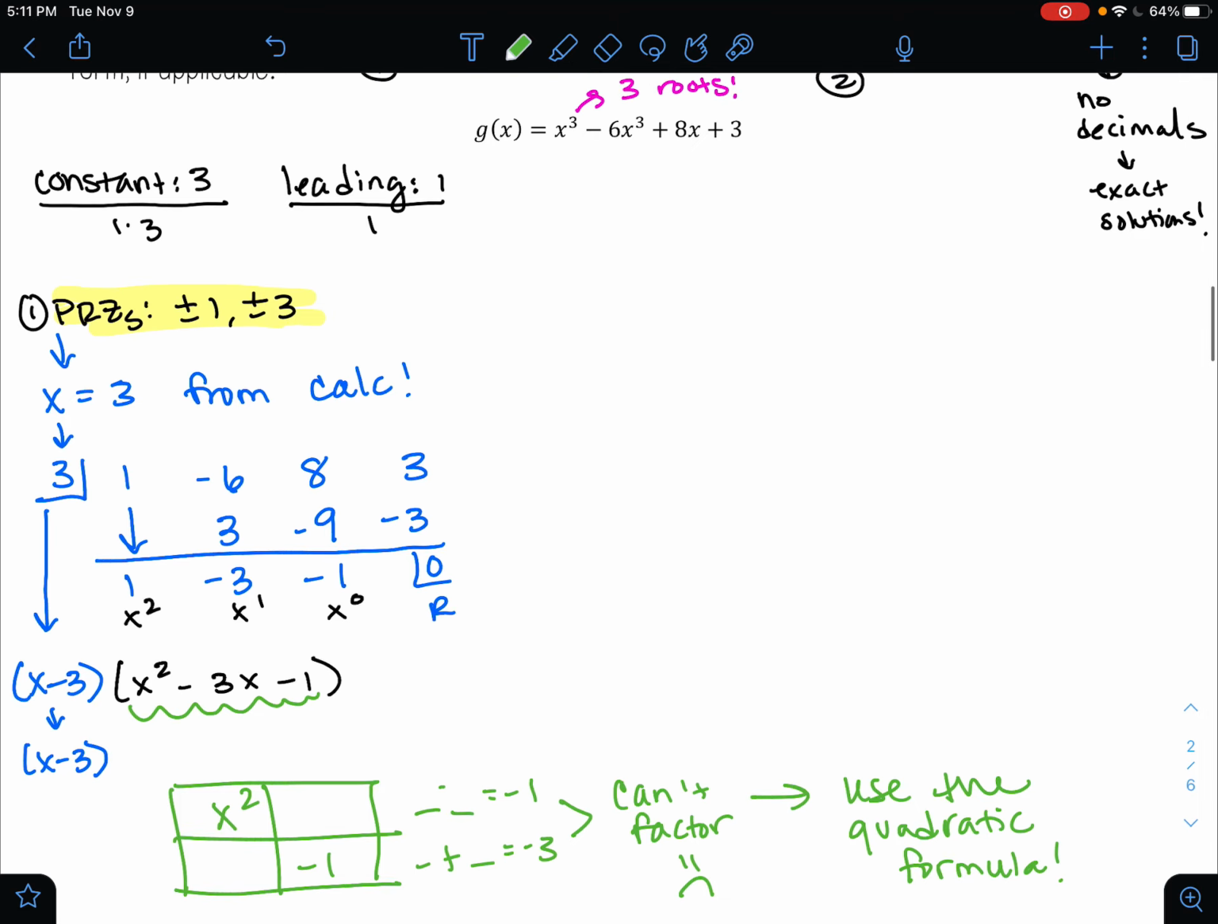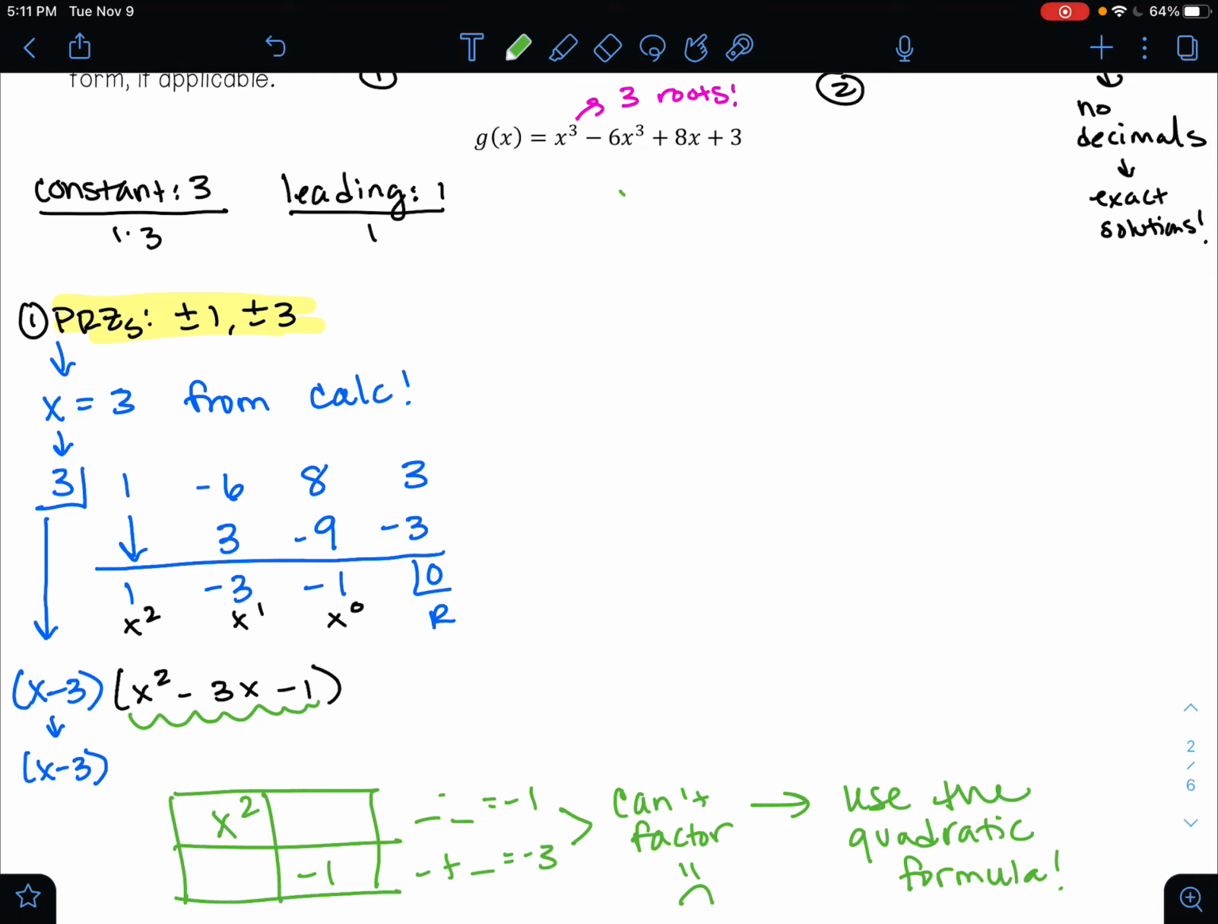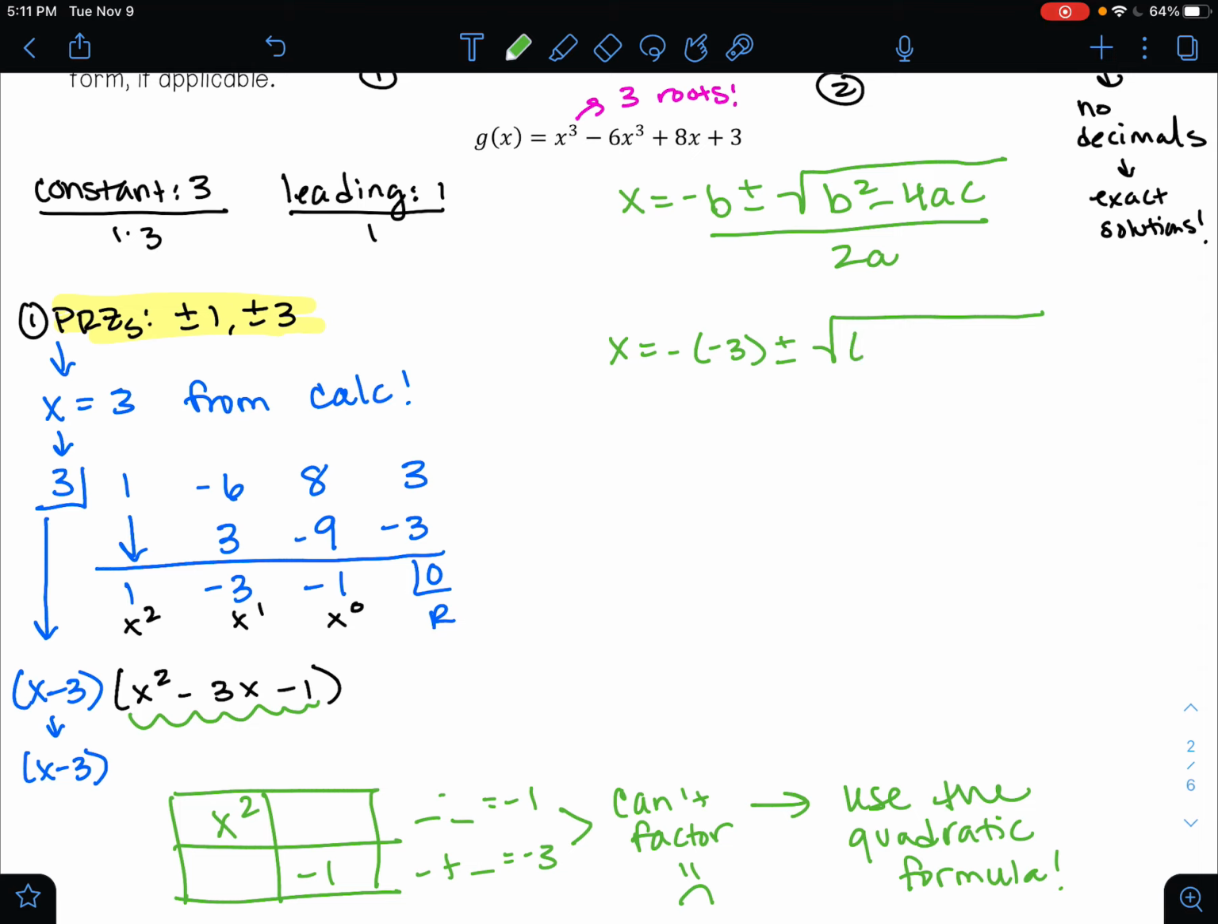So to remember, the quadratic formula is x equals -b plus or minus the square root of b squared minus 4ac all over 2a. So I'm going to have x equals negative, and then negative 3, plus or minus the square root of negative 3 squared minus 4 times 1 times negative 1. Do not be lazy. You write your parentheses here.